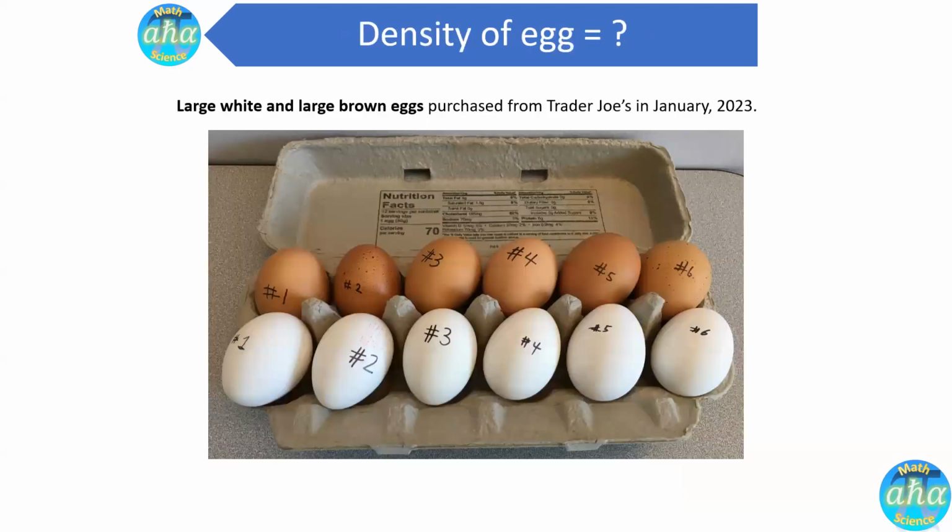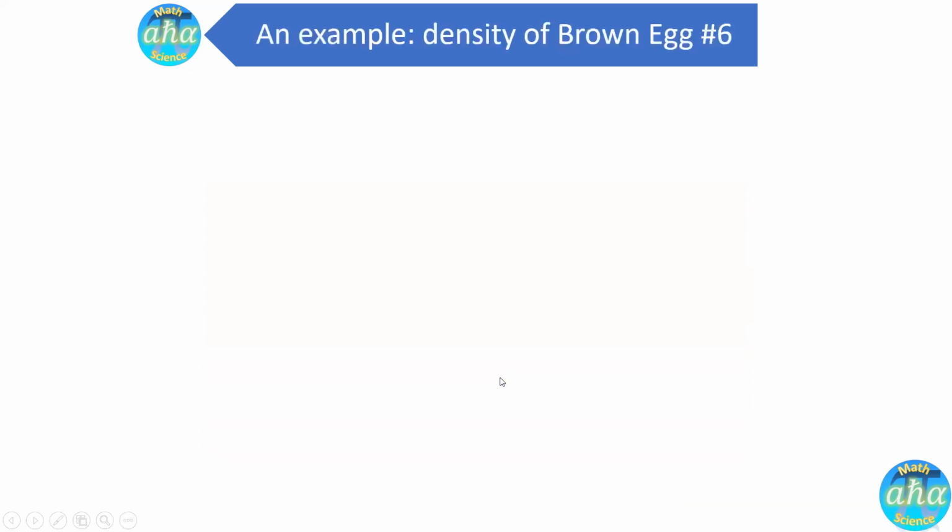So to illustrate the use of this method, we bought large white eggs and large brown eggs from Trader Joe's in January 2023. And here are the specimens we have here. And you know that eggs are very expensive, and each household can only get like 2 cartons of eggs, 2 dozen eggs.